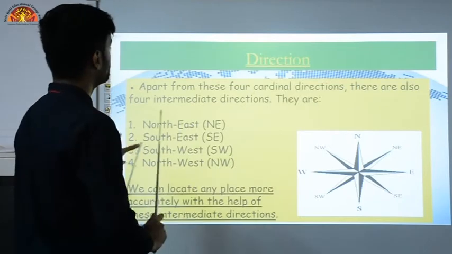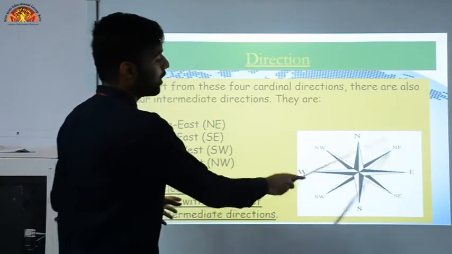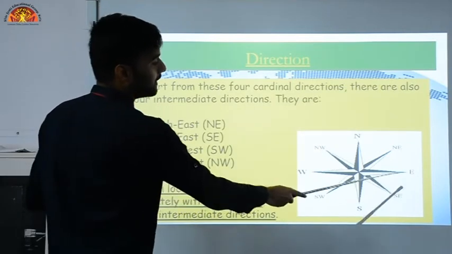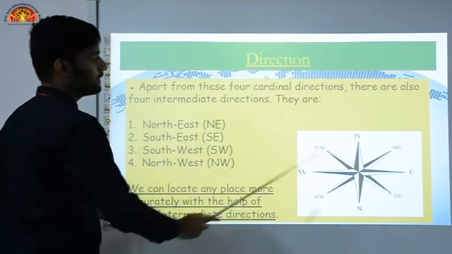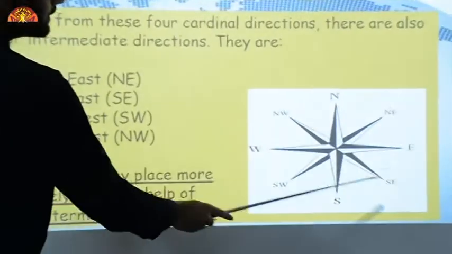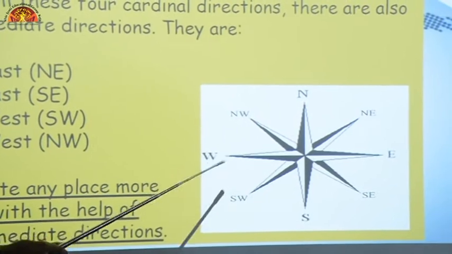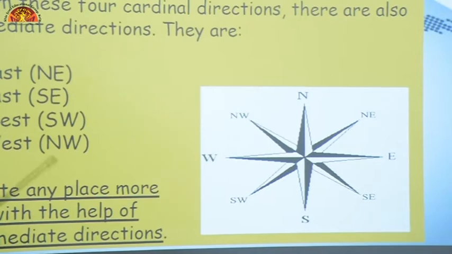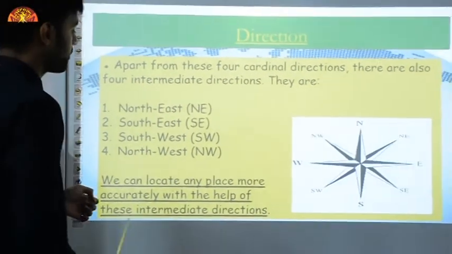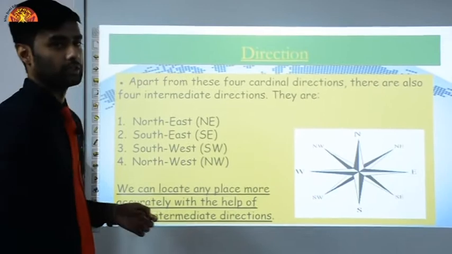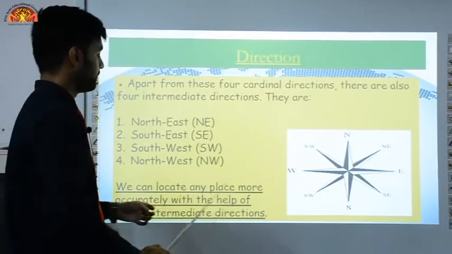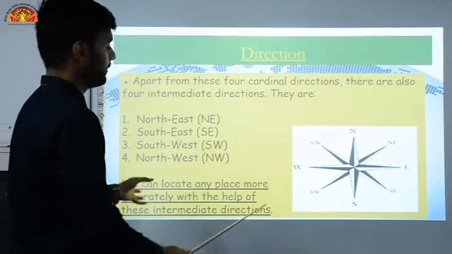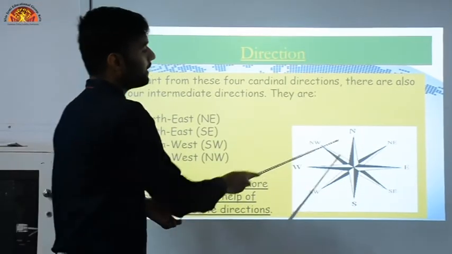cardinal directions, there are also 4 intermediate directions, meaning directions which exist between these. They are northeast, between north and east, then southeast, which lies between south and east, southwest, between south and west, and northwest, between north and west. Now, why are they necessary? We can locate any place more accurately with the help of these intermediate directions, so that we can place any point on a map with more accuracy. These are called intermediate directions.